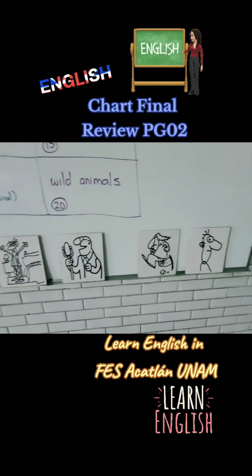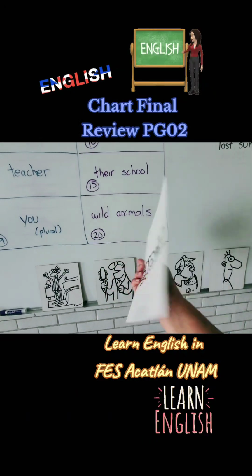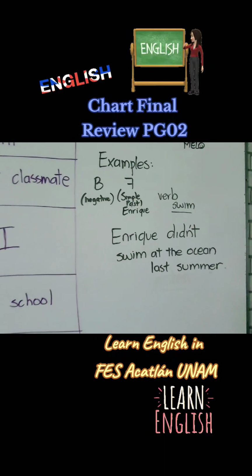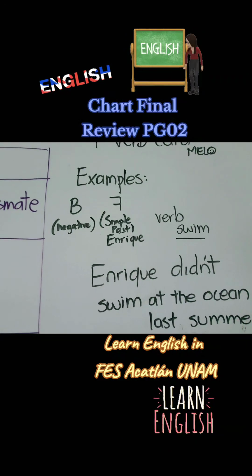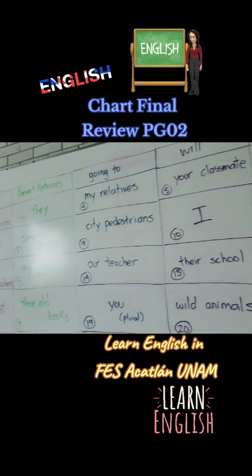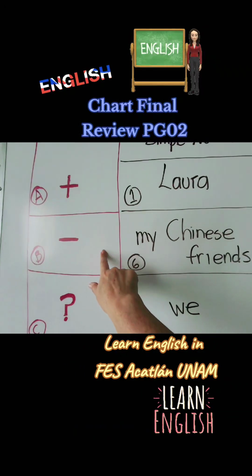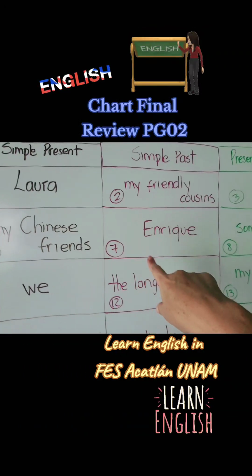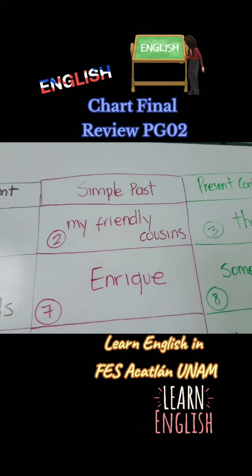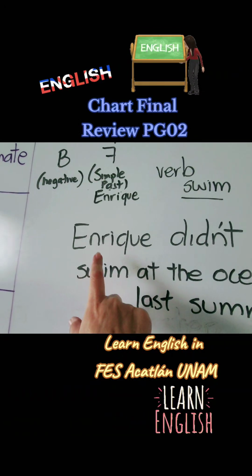And we have the cards, the verb cards that we check in the class that are very useful, and they have their 3 conjugations. So I wrote here an example, B7 and the verb swim. So we have B7. So B is negative. And then we look for 7. The subject is Enrique and it is in the simple past. So it would be subject Enrique.